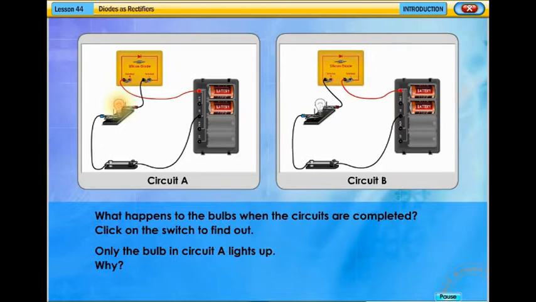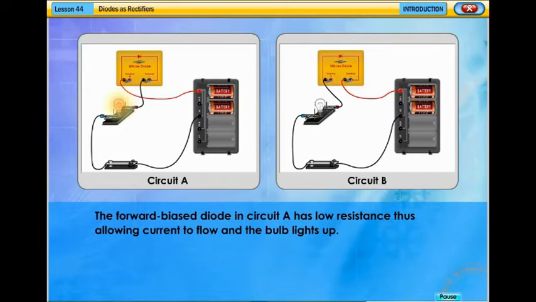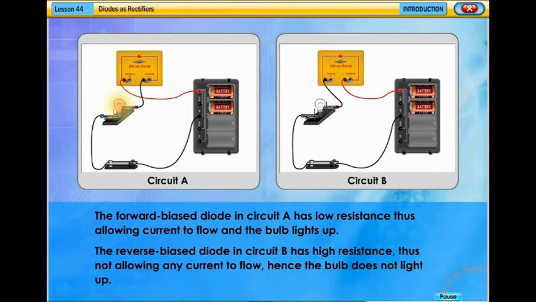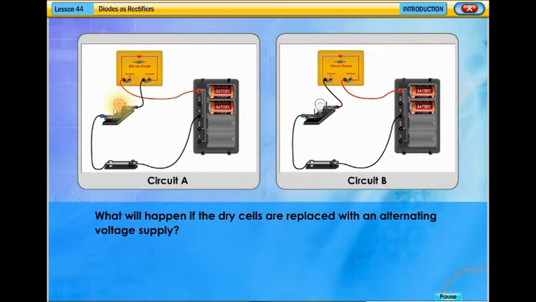Only the bulb in circuit A lights up. Why? The forward-biased diode in circuit A has low resistance, thus allowing current to flow and the bulb lights up. The reverse-biased diode in circuit B has high resistance, thus not allowing any current to flow, hence the bulb does not light up. What will happen if the dry cells are replaced with an alternating voltage supply?